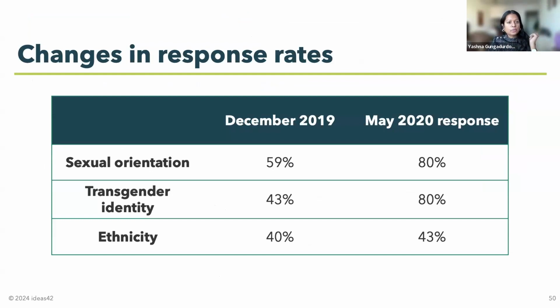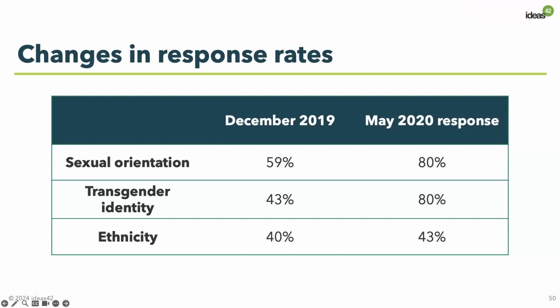For sexual orientation, we went from 59% response rates to 80%. For transgender identity, we went from 43% to 80%. And for ethnicity, we went from 40% to 43%. I'm going to pause once again before we go into our breakout, before we dive into an example, and ask if there are any questions there.